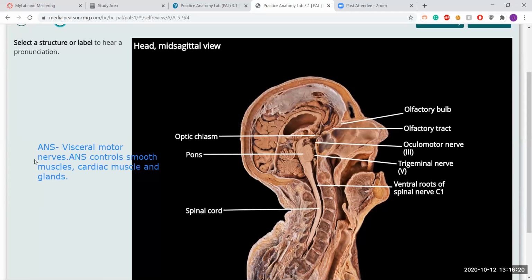Okay, so this is a mid-sagittal section, and you can see the parts of the brain. You see this is the olfactory bulb, like under your nose. And this olfactory bulb joins the olfactory tract. And then olfaction is the function of which part of your brain?